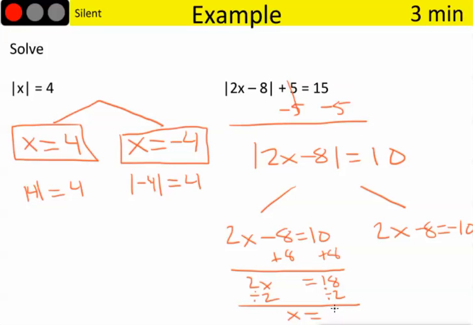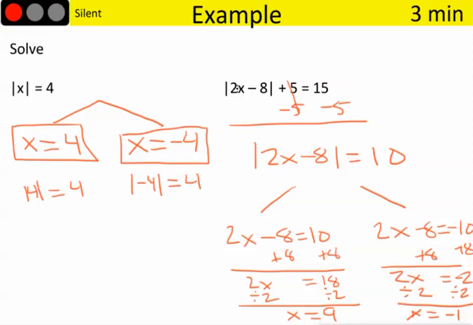So our first solution is x equals 9. And our second solution is x equals negative 1. So just like before, since we have an absolute value and the x is inside of the absolute value, there's two possible solutions. The reason for this is because absolute value means the distance away from 0. If we plug back these values in there, we can see that they both work.